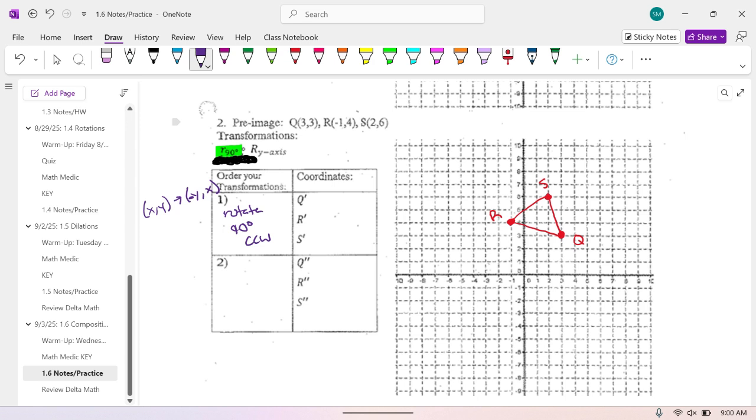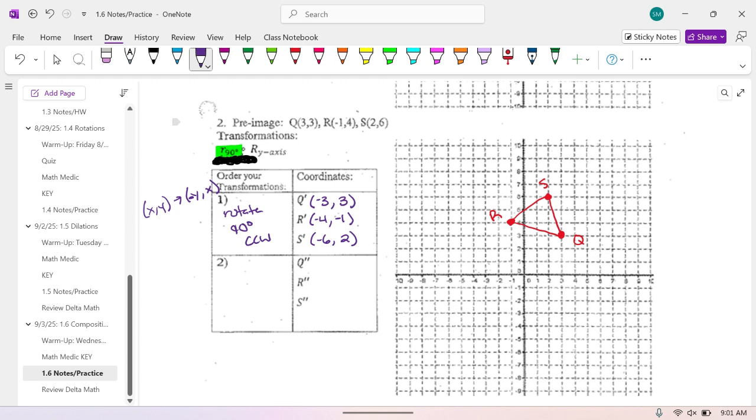Okay? So, what will my new Q prime be? Negative 3, 3. What will my new R prime be? Negative 4, negative 1. So, guys, with this one, start by flipping them first and then change the sign that you need to. So, for example, if we flipped it first, we'd have 4, negative 1, and then we have to change the sign of the x value so that becomes negative 4. All right. What about S? Negative 6, positive 2.